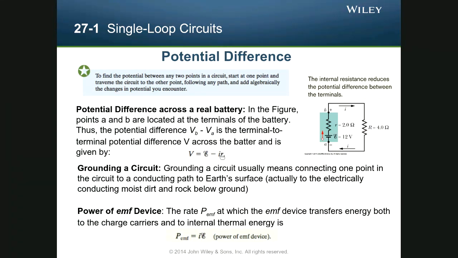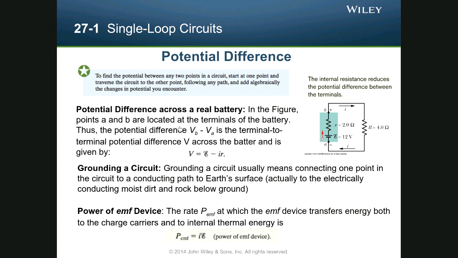So you'll always see that our potential difference will be a little bit less than our ideal EMF value. Yeah, I got that mixed up in the beginning of the lecture. You can go back and watch it, but that's okay. It's still the same stuff.